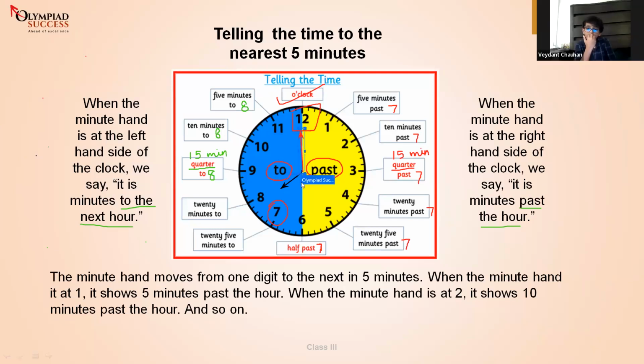So now how do you read the time? It's going to be 8 o'clock. Yes, exactly. Understood? So for half of the clock, the first half of the clock, we use the term past. And for the other half, the second half of the clock, we use the word to the next hour.